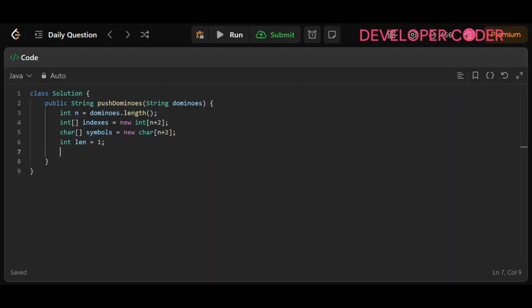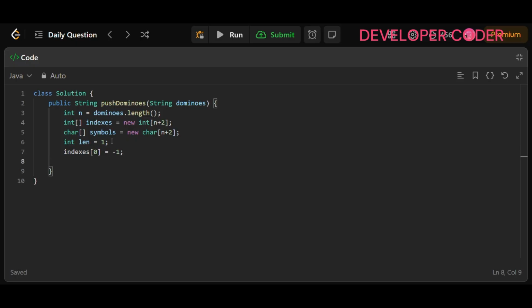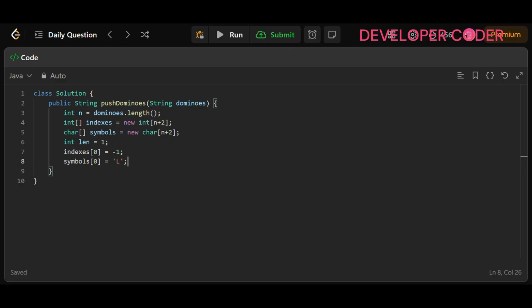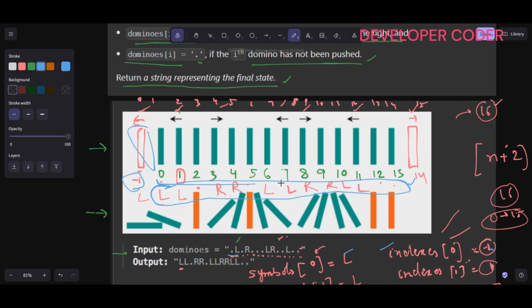So here I can say indexes at 0, this is the base case, I'm setting it to -1, and symbols of the zeroth position, which is in the moving state, I can say L. This is done. So I'm writing indexes of 0 is -1 and symbols of 0 is L. Now we have to fill for the other dominoes, from here to here, all the other dominoes.